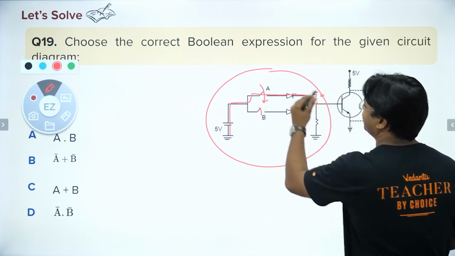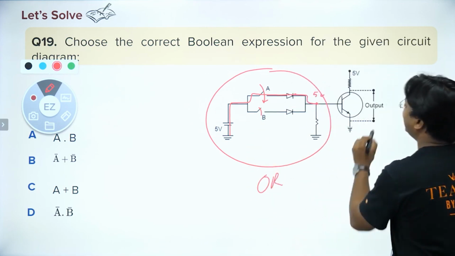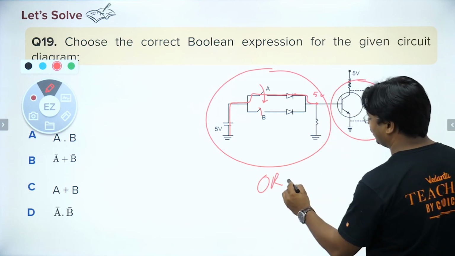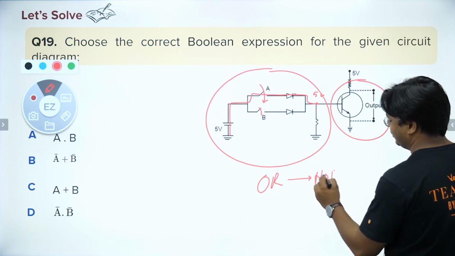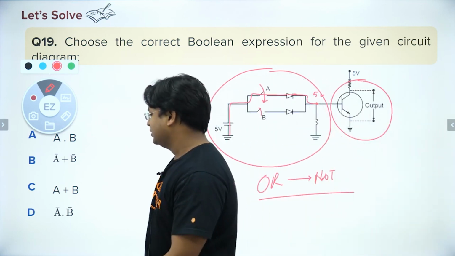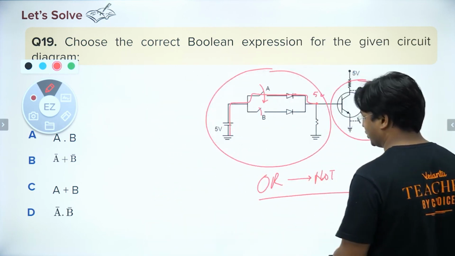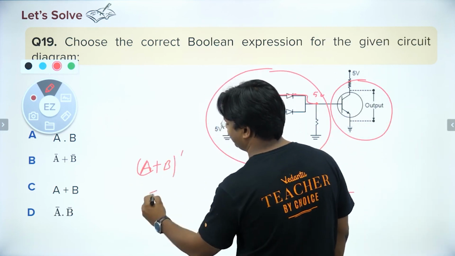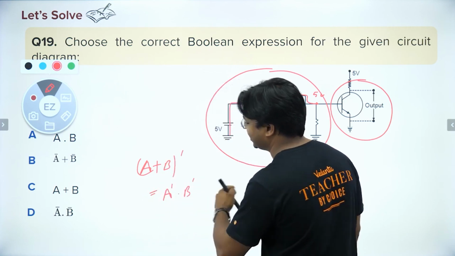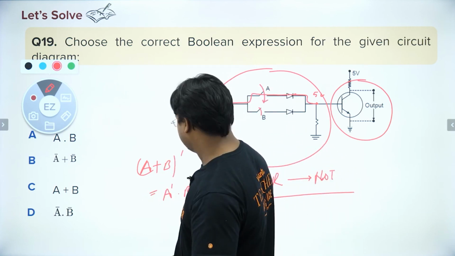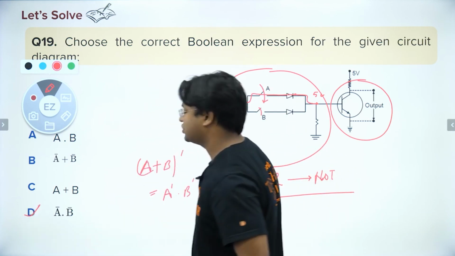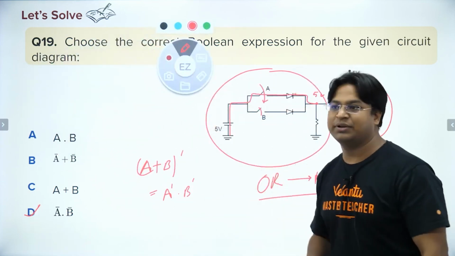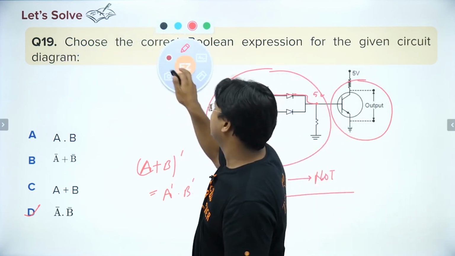So this part is representing an OR gate, and this is a setup for a NOT gate. So this is OR followed by a NOT, which is a NOR gate. The output of a NOR gate is (A plus B) complement, which is A complement dot B complement. Let's look for the options. Option D should be the correct one. It's OR followed by NOT, so A prime dot B prime should be the correct option here. All right, let's move to the next one.